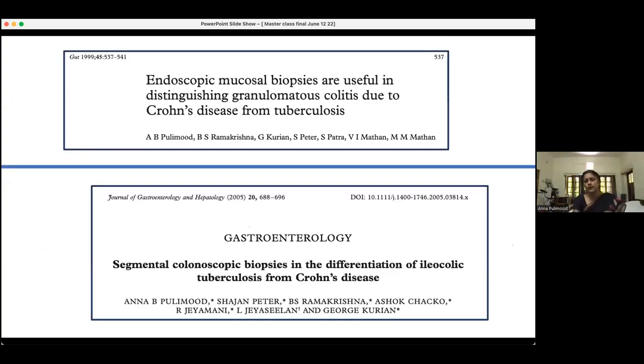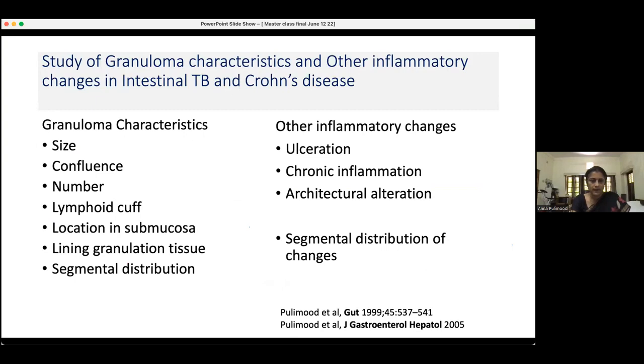But we did a very detailed study. We did 2 different studies, one on biopsies where we mostly did not have segmental sampling, and our second study used segmental samples. We looked at different granuloma characteristics and various changes of inflammation to see whether there are features that are useful in distinguishing TB from Crohn's. The characteristics we studied were the size of granulomas, their confluence, the number in each section, lymphoid cuff, their location in the submucosa, their presence in the granulation tissue lining ulcers, and the segmental distribution.